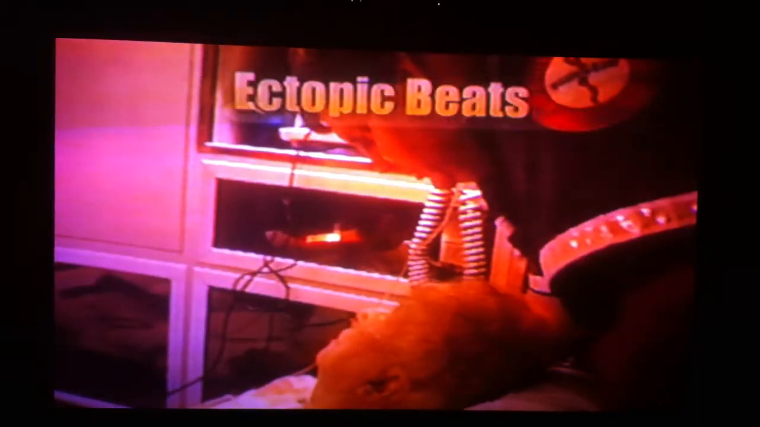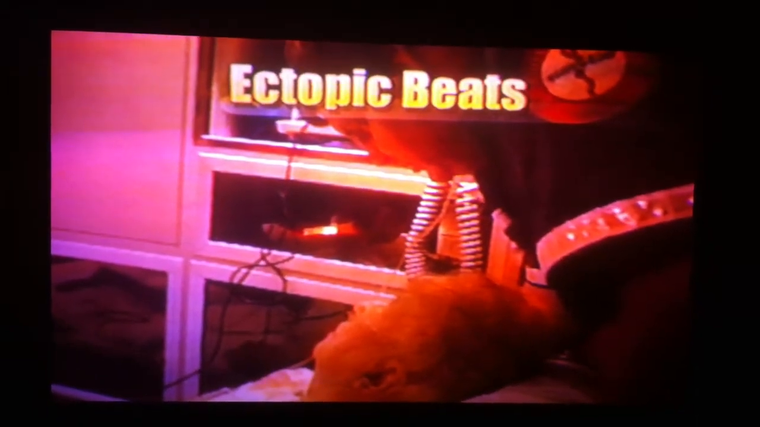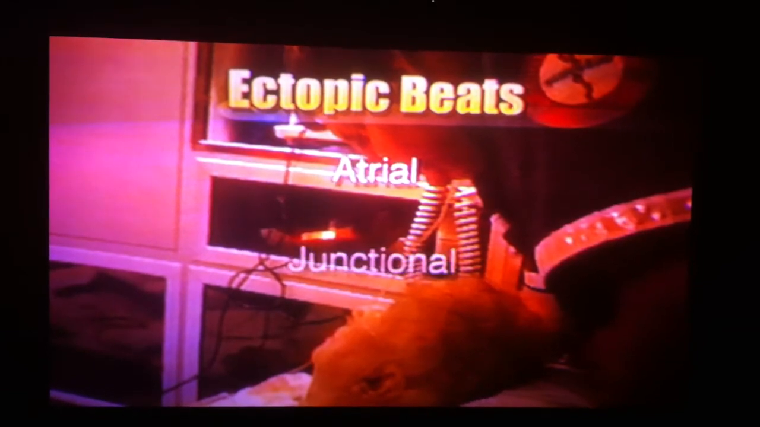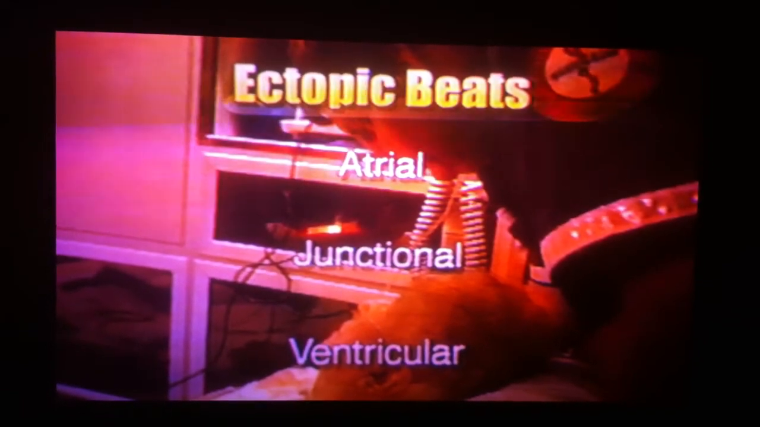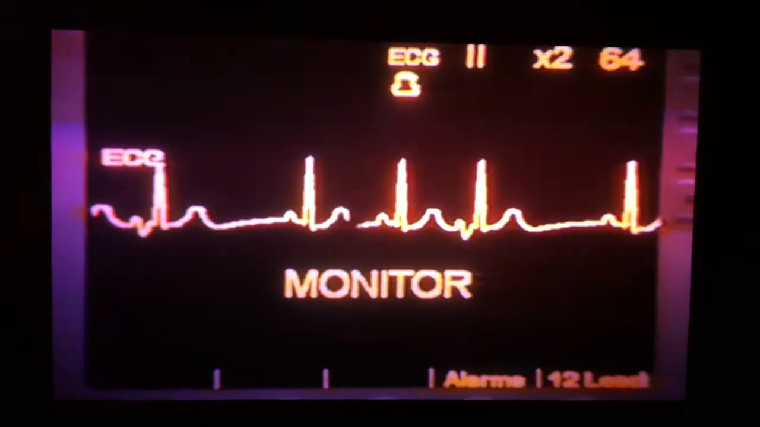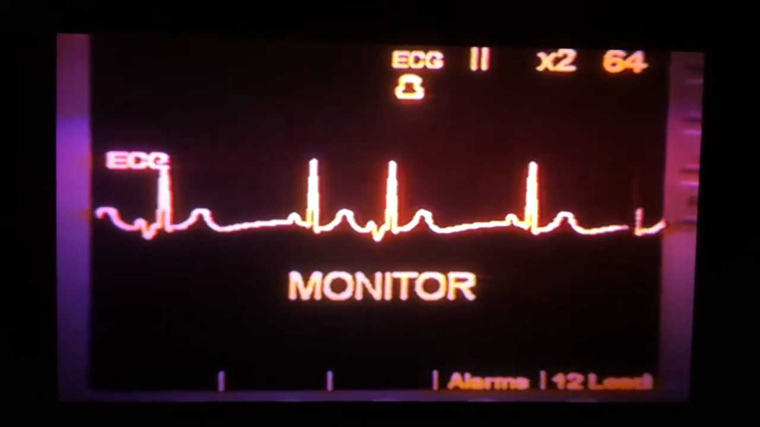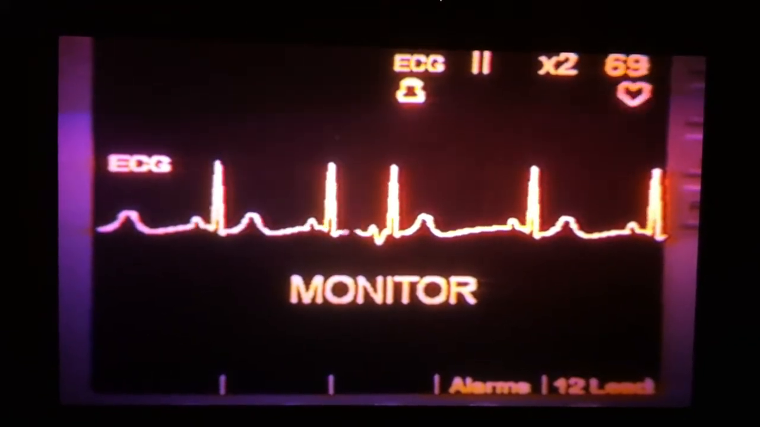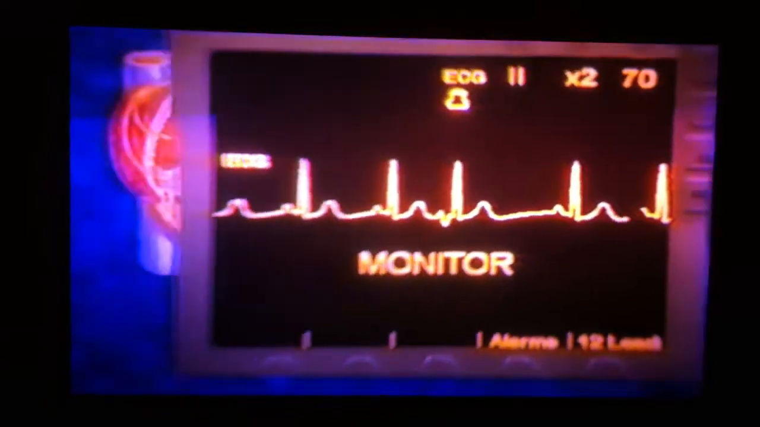To analyze rhythms with ectopic beats, always start by applying the 5-step method to determine the underlying rhythm. Next, isolate the premature complexes and label them as atrial, junctional, or ventricular premature complexes. Atrial ectopic beats are called premature atrial complexes, abbreviated as PACs.